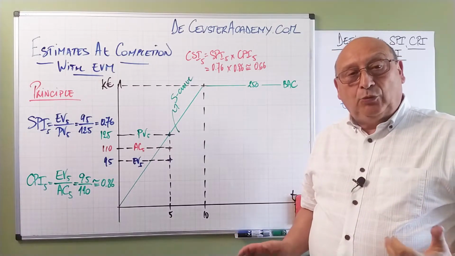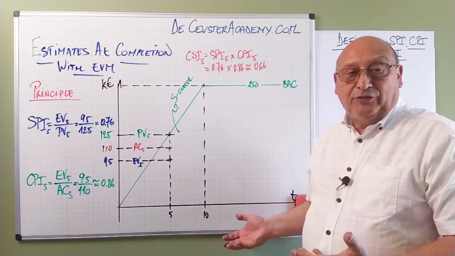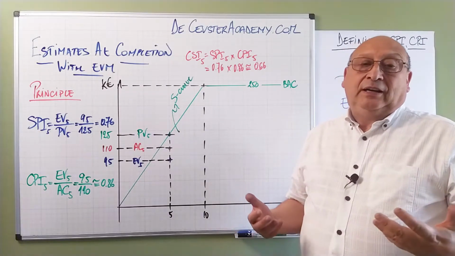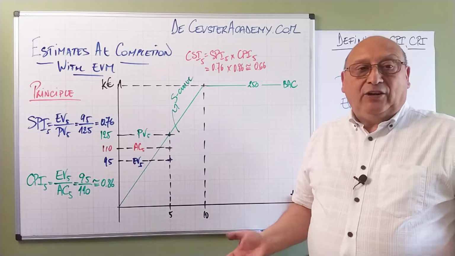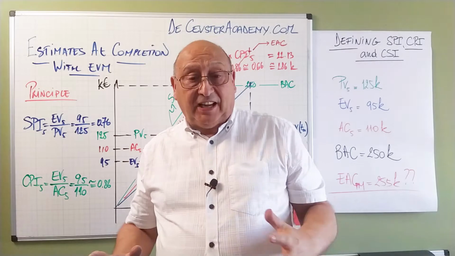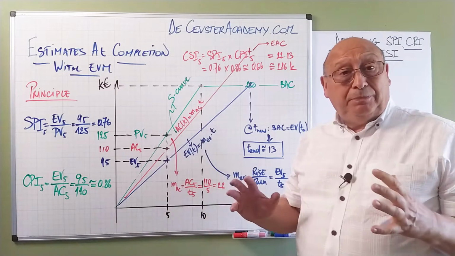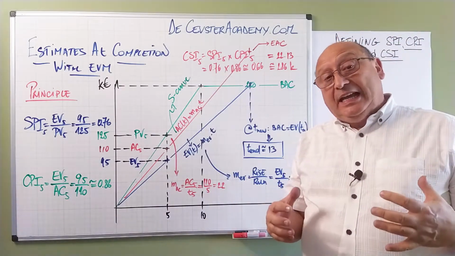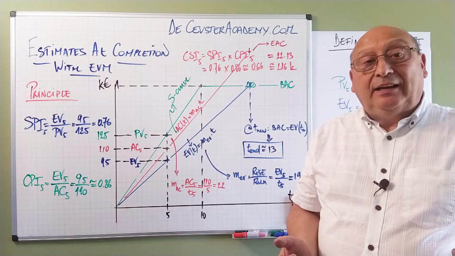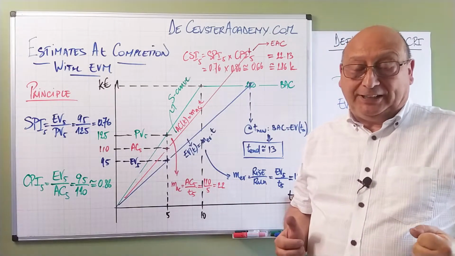Let's continue and see where we end up when we extrapolate the evolution that we've seen here, that we extrapolate these values to determine the end time of the project and of course the estimated cost at completion. Once I calculated the SPI, the CPI and the CSI, I will be able to integrate them in some formulas to calculate the expected or the estimate at completion. What will be the end cost of our project?